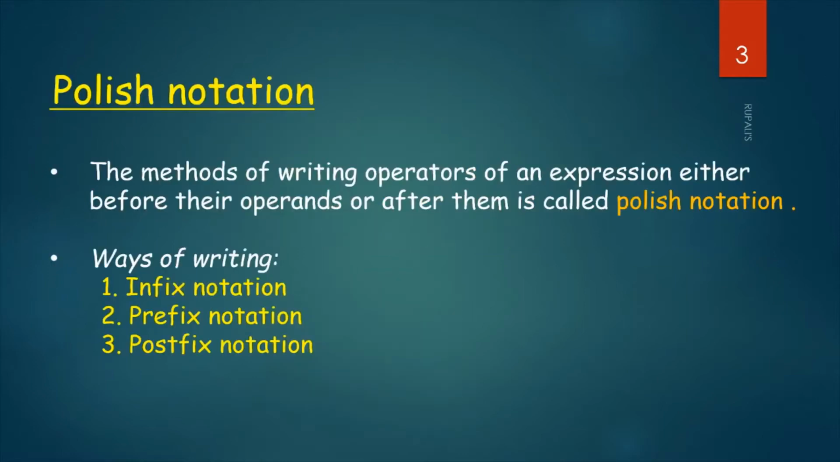Polish notation. The fundamental property of Polish notation is that the order in which the operations are to be performed is completely determined by the position of the operators and operands in the expression. The methods of writing operators of an expression either before their operands or after them is called Polish notation. There are three ways of writing: first is infix notation, then prefix notation and postfix notation.